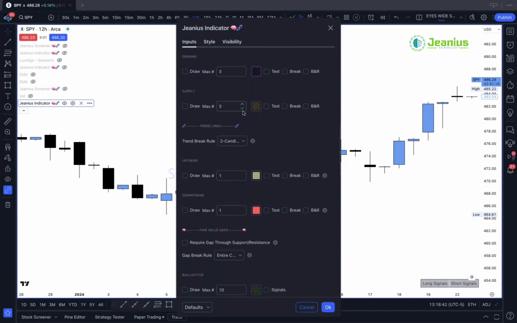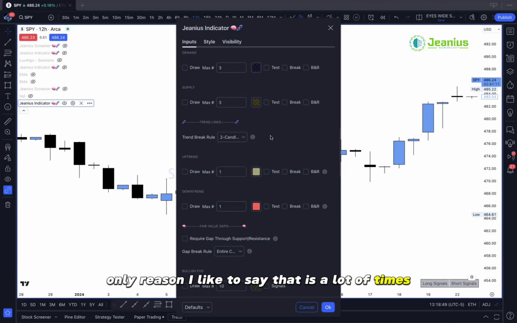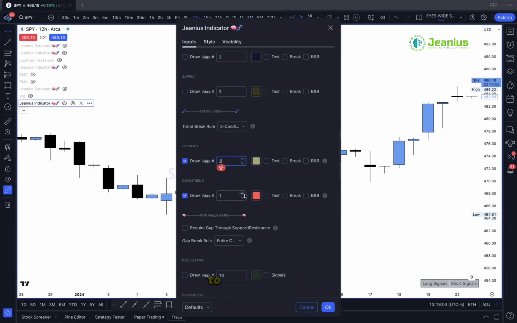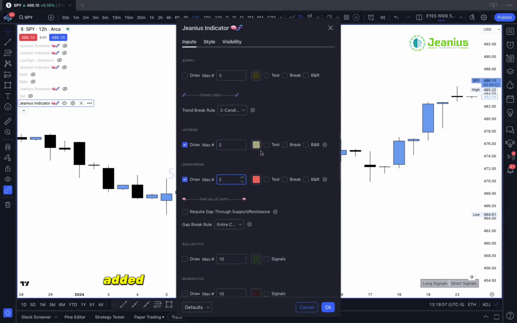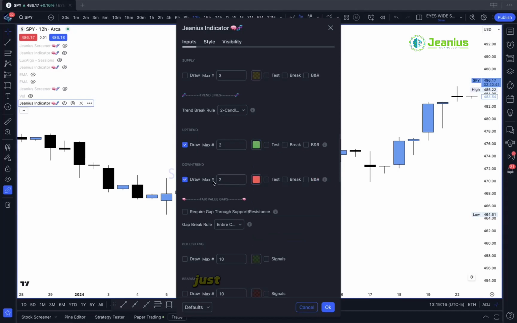Now to the trend lines. Remember back when I said the trend line break rule is 2 candles. The only reason I like to say that is a lot of times price likes to reclaim trends after breaking it. And so a lot of times I like to see 2 candle closures below that trend line to give me that added confirmation or confidence to take that. And so let's see, we will make our uptrend line green, just a generic color, and downtrend red.